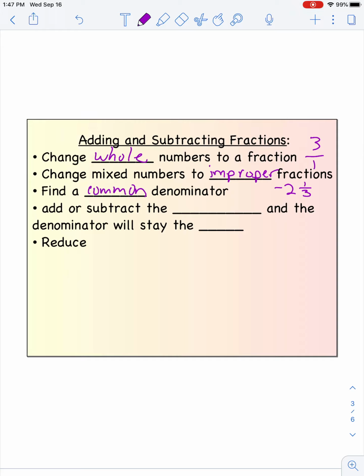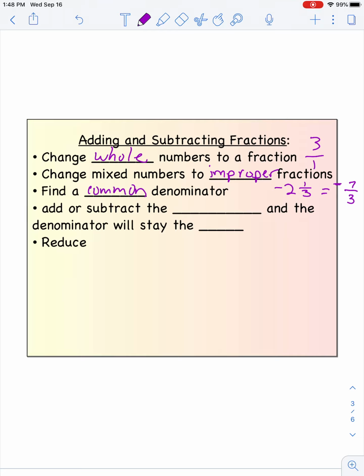Remember, a mixed number would be something like -2 and 1/3. We need to change that to an improper fraction. And to do that, we have to multiply the denominator by the whole number. So 3 times 2 is 6. Then we add the 1 at the top to get 7/3. The fraction sign just stays positive or negative. We don't factor that in when we're multiplying and adding those integers together.